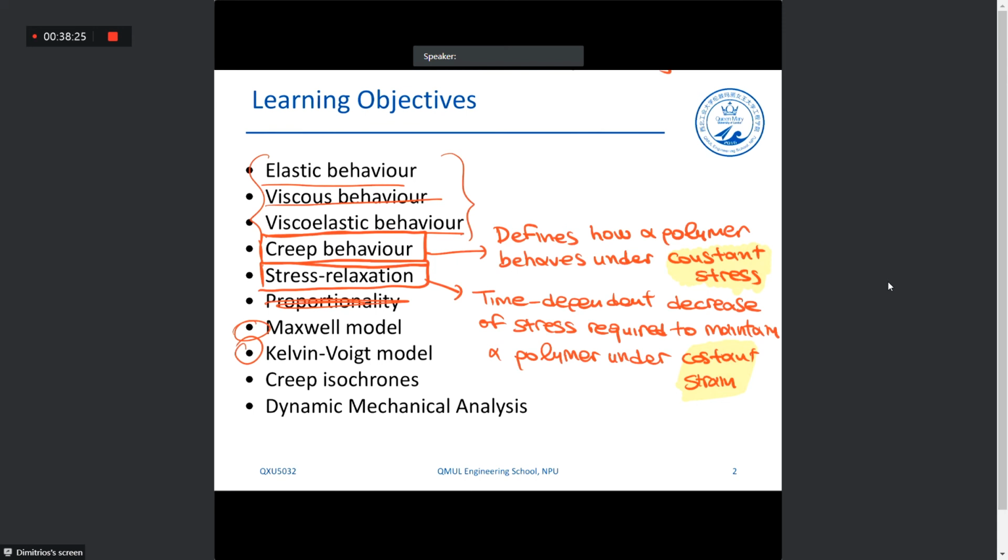If we perform a dynamic mechanical analysis test on a polymer, what is the information that we can obtain? It can provide information for different kinds of polymers. It can be semi-crystalline, it can be an elastomer, it can be a resin. Anyone?